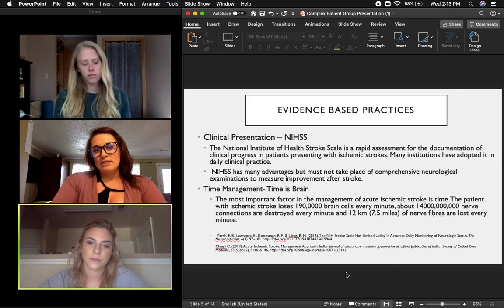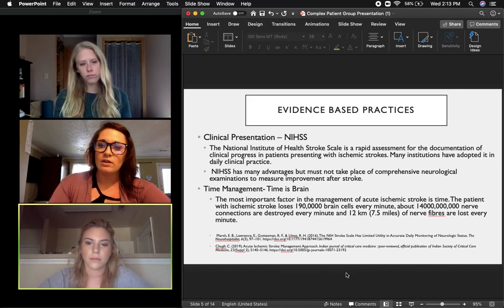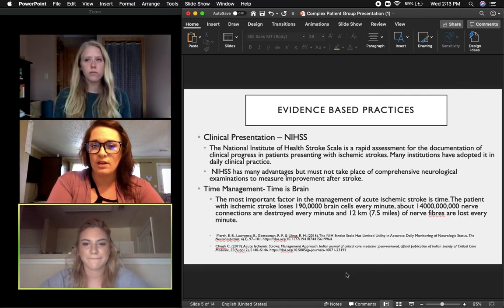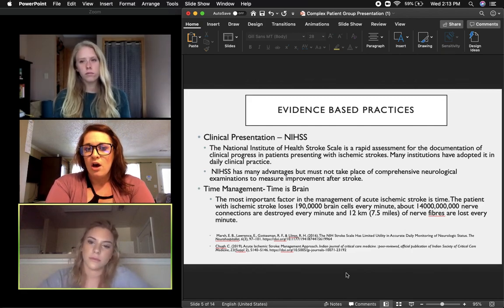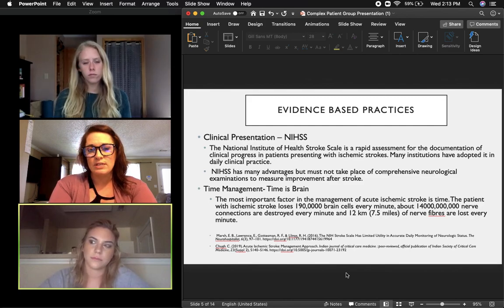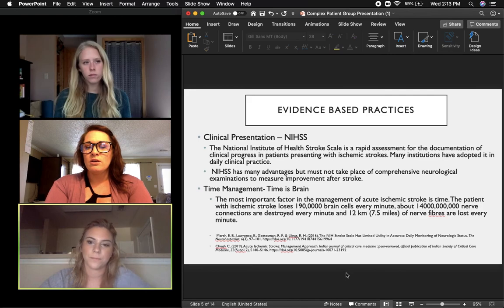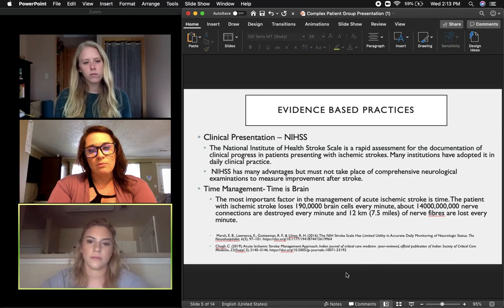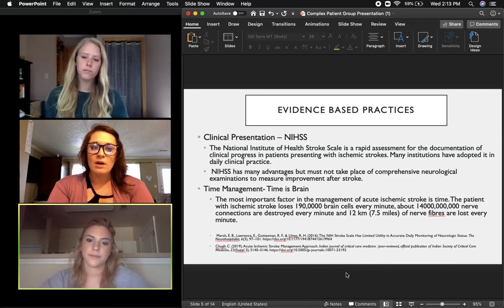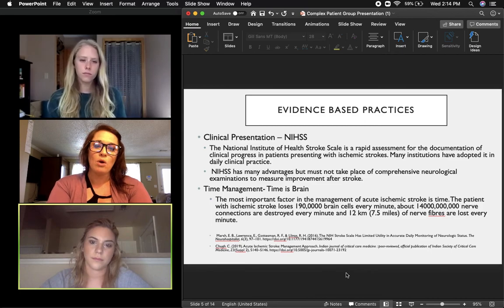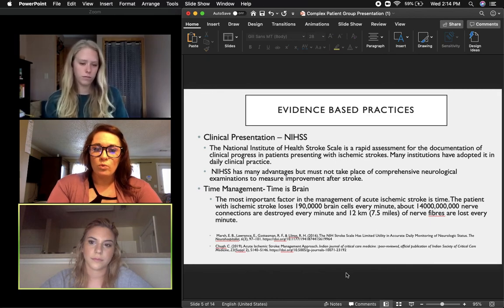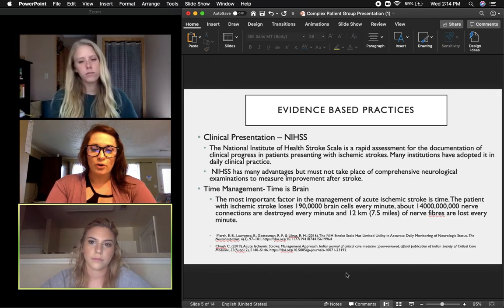Some evidence-based practice that we found regarded the clinical presentation of the NIH Stroke Scale. So that's the National Institutes of Health Stroke Scale. It's a rapid assessment for the documentation of clinical progress in patients presenting with ischemic stroke. Many institutions use the NIHSS, but it is not to be used all the time or in place of the comprehensive neurological examination, which is crucial when you are measuring improvement after a stroke.